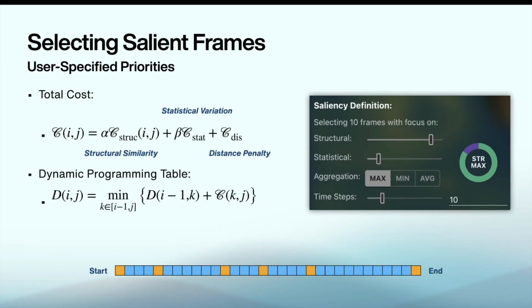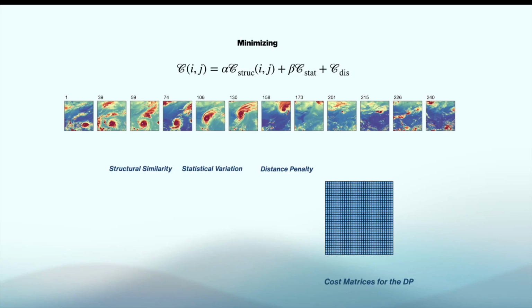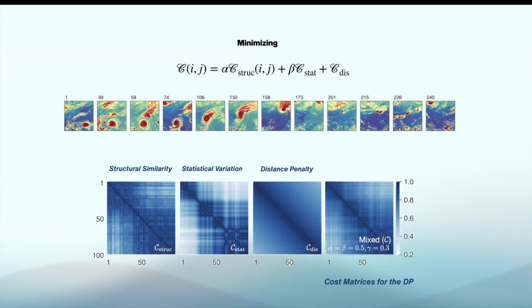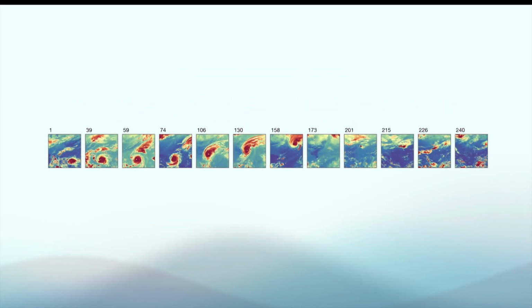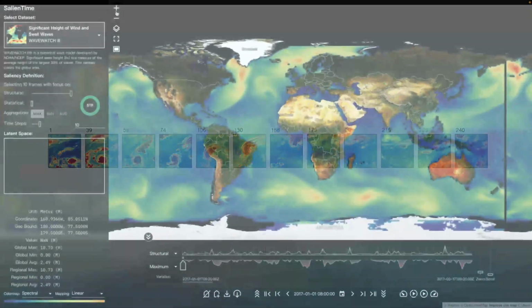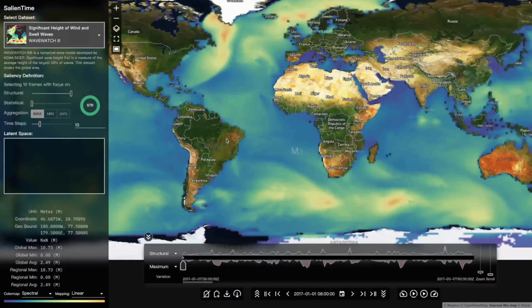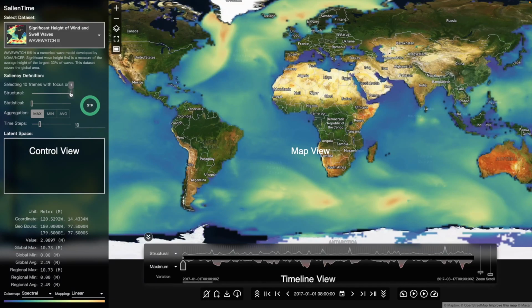Finally, with user-specified priorities and a number of time steps to display, we minimize the weighted sum of these cost functions and choose the optimal sequence as salient time steps. The cost matrix of each cost function is displayed here in the figure. To facilitate interactive exploration of geospatial data, we integrate our approach into a web-based system. The user interface consists of 4 components. The map view displays heat maps for current data. The timeline view facilitates temporal selection and exploration.